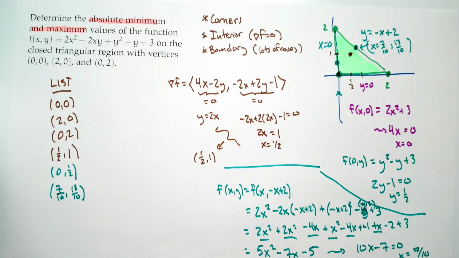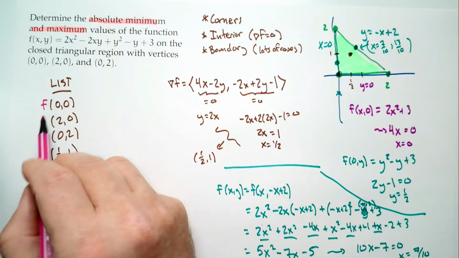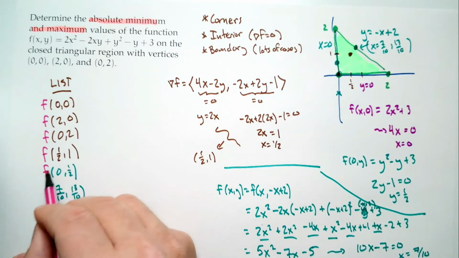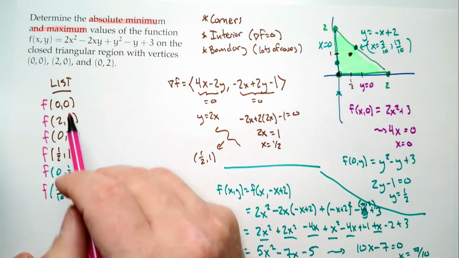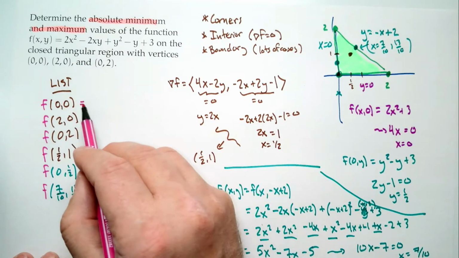What comes next? So the next thing is we plug everything into our original function. And this is the part where you hope you don't see something like this. So, well, we did. All right, let's go through. 0, 0 is pretty easy. Get lots of zeros, then a 3 on the end.